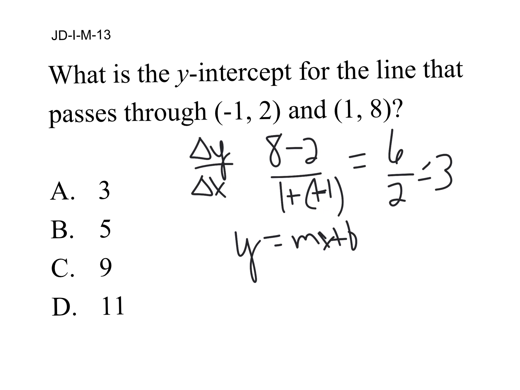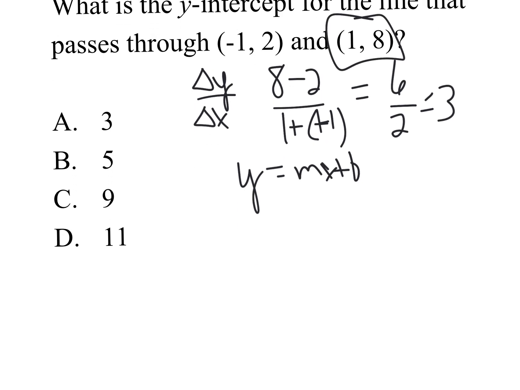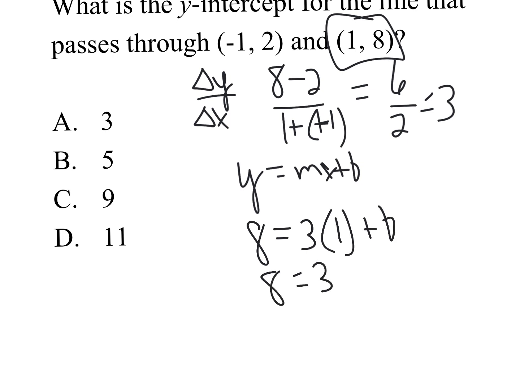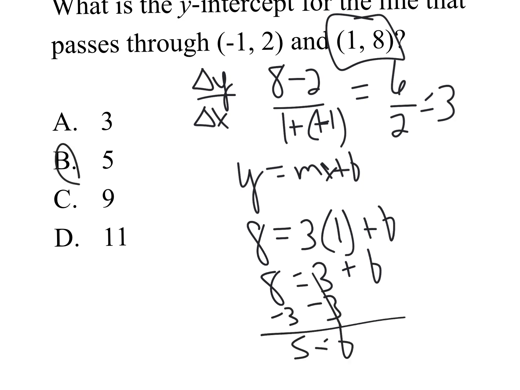And then just substitute either point in. I might pick 1, 8, just because there's no negatives there. So 8 is y, 3 is m, 1 is x. Make sure you put them in the right spots. 3 times 1 is 3, subtract 3, means our y-intercept is 5, answer choice B.